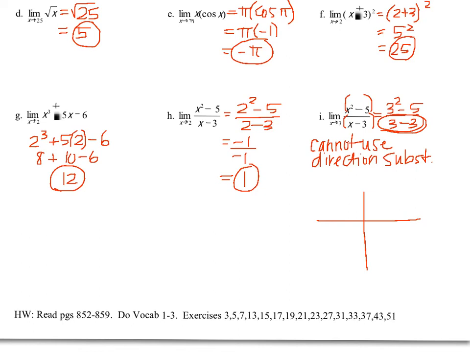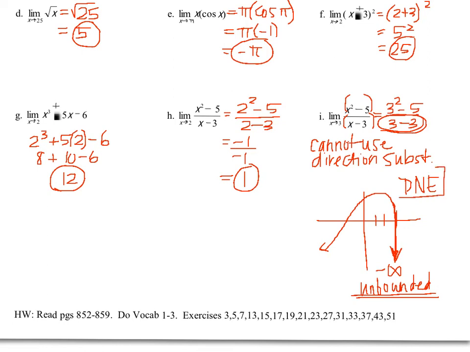Well, if I look at this, here's what happens. 1, 2, 3. My graph looks something like this. And if you notice, here's 3. What's happening? As I get closer to 3, my graph is going down to -infinity. This is one of those areas where we have an issue, because I have something that's unbounded. As I look at this, it's approaching -infinity. And because it's unbounded, this limit does not exist.